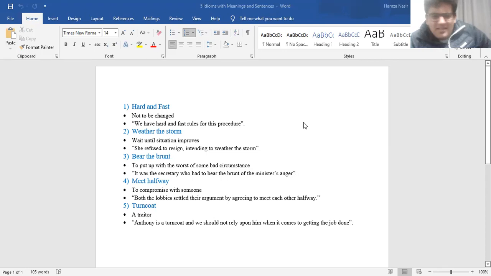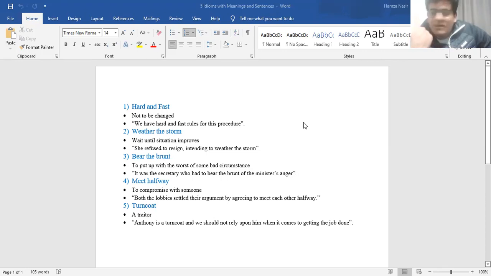A sentence could be, Anthony is a turncoat. Because when someone acts as a traitor, when someone betrays, that person loses their, well, not being judgmental, I guess everyone deserves a second chance, but generally in the greater scheme of things, people lose their credibility a tad bit when this happens, right? So we can say Anthony is a turncoat and we should not rely upon him when it comes to getting the job done. Okay, so these are 5 idioms for today, ladies and gentlemen.